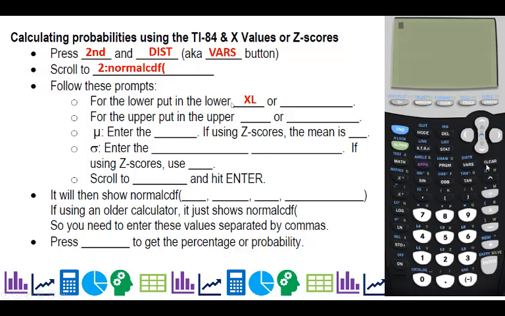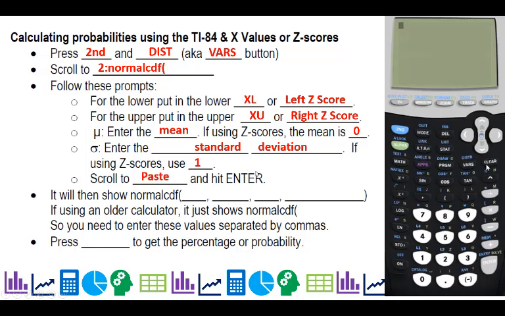For the lower, we're going to put in the lower value for x, which I'm denoting as XL, or the left z-score. For the upper value, put in x upper or the right z-score. For the mean, enter the mean. If using z-scores, the mean is always 0. And for sigma, enter the standard deviation. If you're using z-scores, use 1 because the standard deviation for z-scores is always 1.